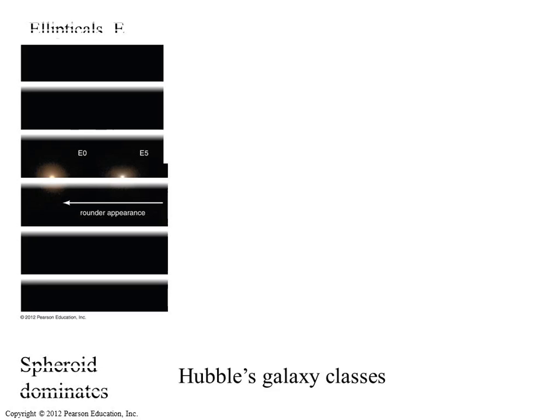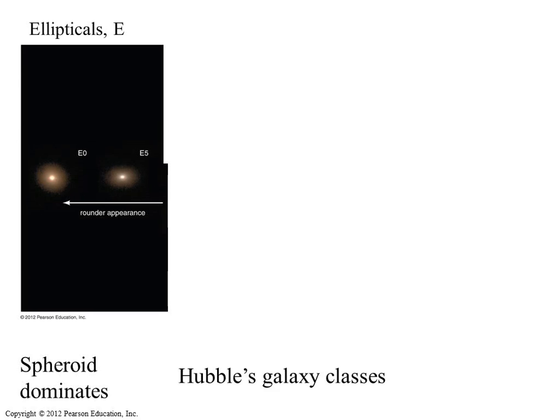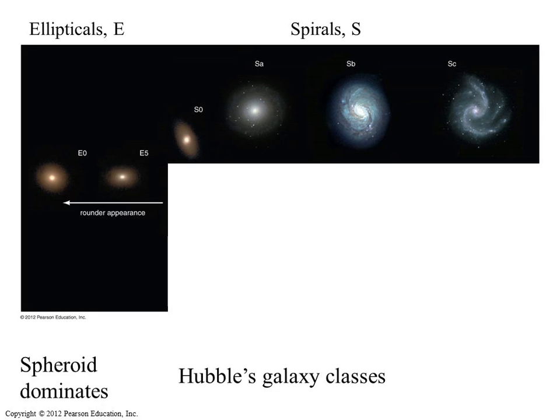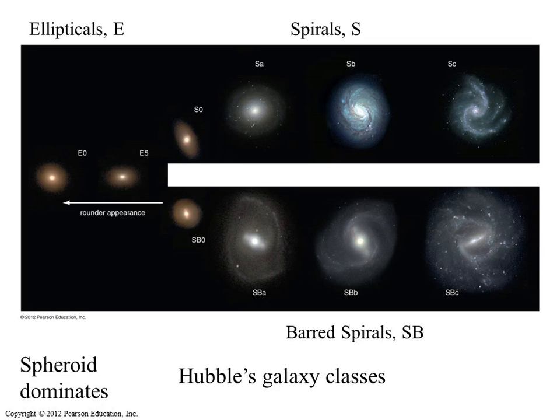All right. So Hubble came up with this thing called a tuning fork diagram. The tuning fork is the old-fashioned kind that has a handle and two prongs. You hit it on something and it gives you a certain note. So see if you can see the tuning fork here in Hubble's diagram. E stands for elliptical galaxies. S stands for spiral galaxies. And SB stands for barred spiral galaxies. And those are the three main ones.